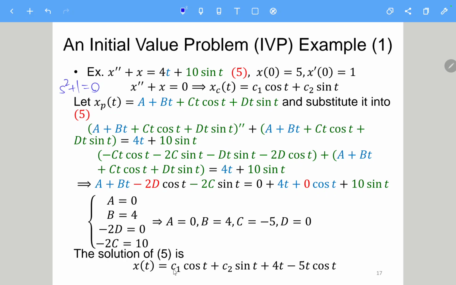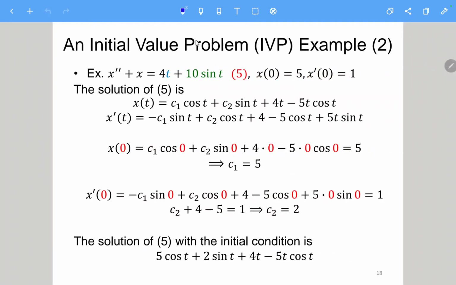So here the complete solution is c1 cosine t plus c2 sine of t plus 4t minus 5t times cosine of t. Okay, so if we don't have the initial value, then it is done. However, if we have the initial value, which is the so-called initial value problem, then we need to move forward, which means that we know x of 0 equals 5. So you can just plug in 0 to the original function. The cosine of 0 is 1, sine of 0 is 0, this is 0, this is also 0. So it turns out that c1 equals 5.